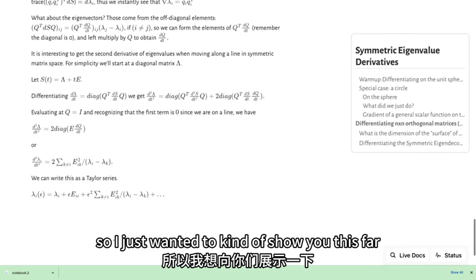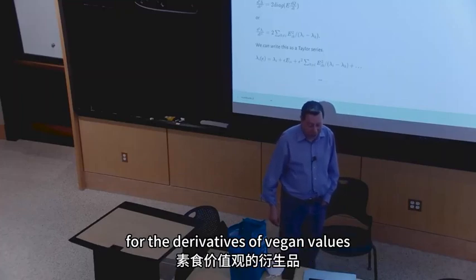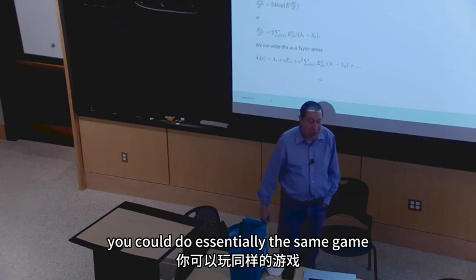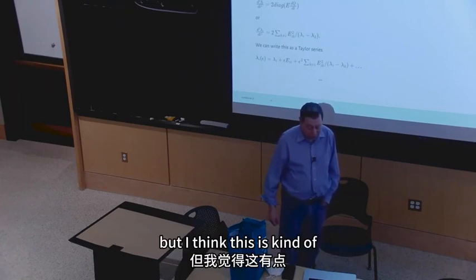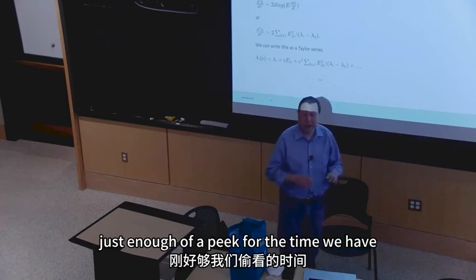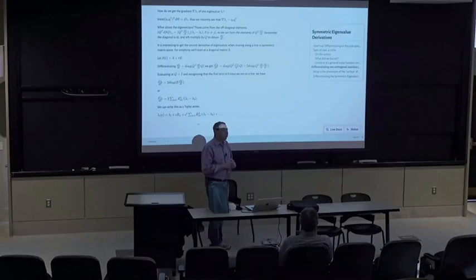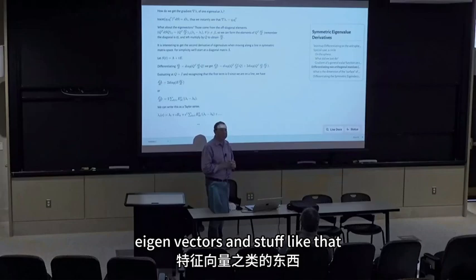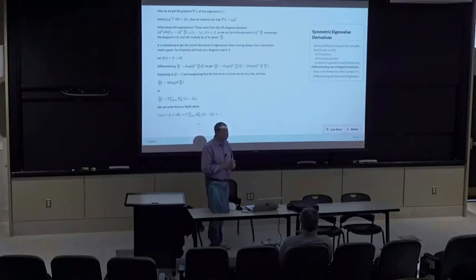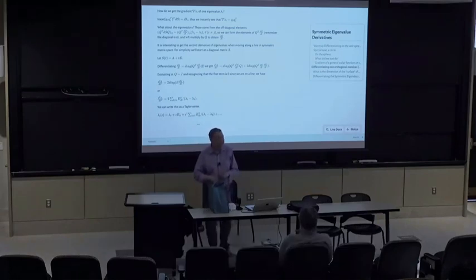All right. So I just wanted to show you this far for the derivatives of eigenvalues. You could do essentially the same game and get derivatives of singular values, all sorts of other things. But I think this is just enough of a peek for the time we have in this class. Any questions about all this? Anything you'd always wondered about differentiating eigenvalues or eigenvectors and stuff like that? Okay, then. All right. Well, then I'm going to switch gears. Oh, yes, there's a question.